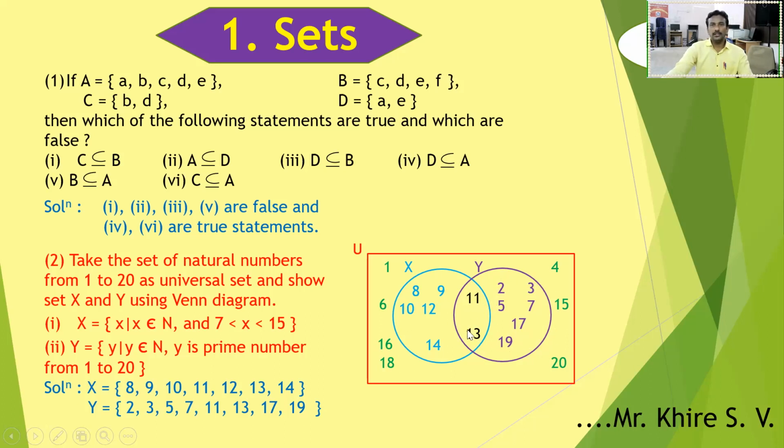Now 11 and 13. These are two elements which are common in X and Y, both the sets. These are the only two common elements. Now the remaining elements from 1 to 20 which are not in X and Y are in this rectangle, means in the universal set: 1, 4, 6, 15, 16, 18 and 20. This is called a Venn diagram. Show the given sets by using a Venn diagram. Got it?